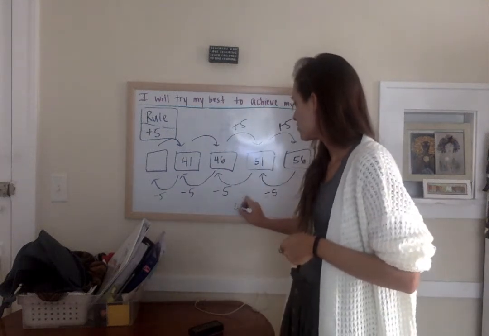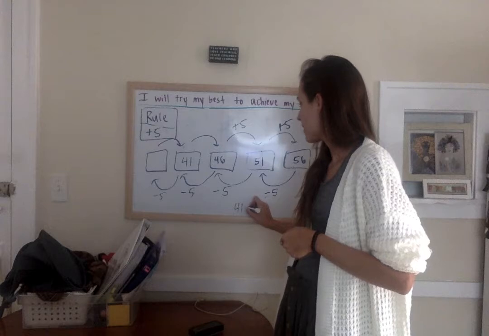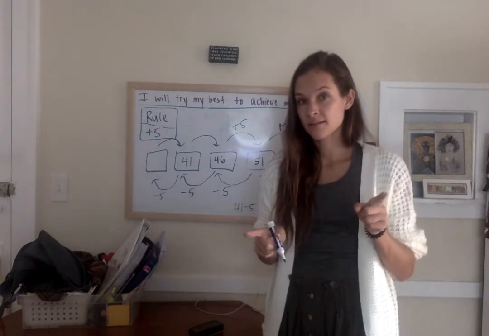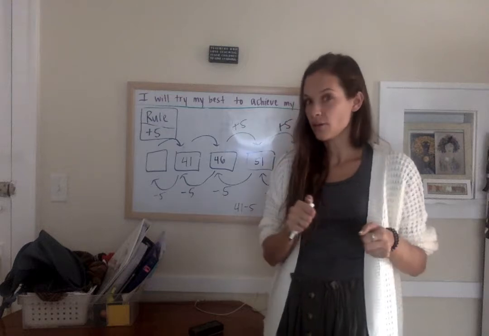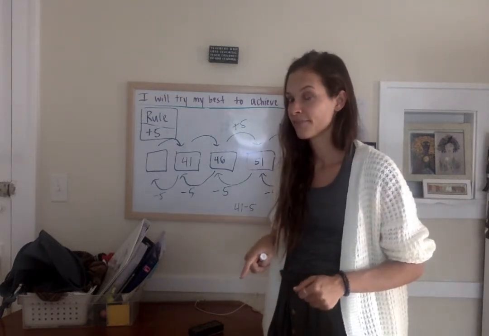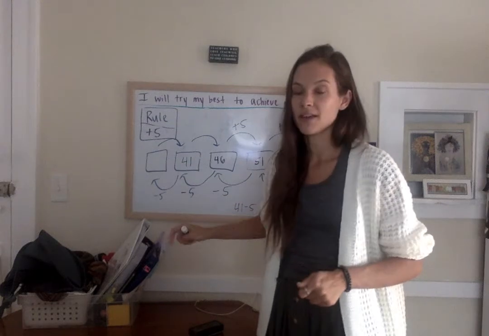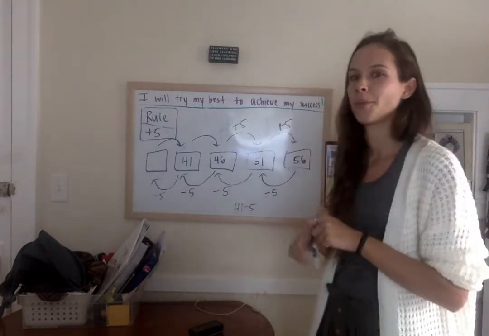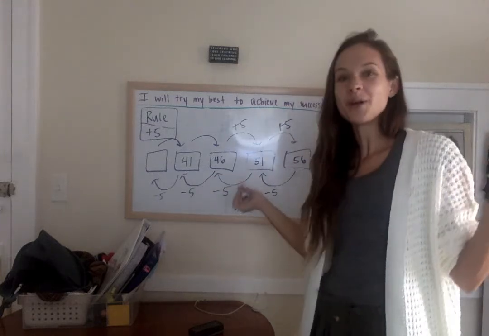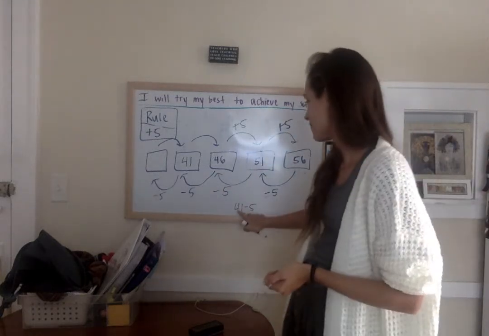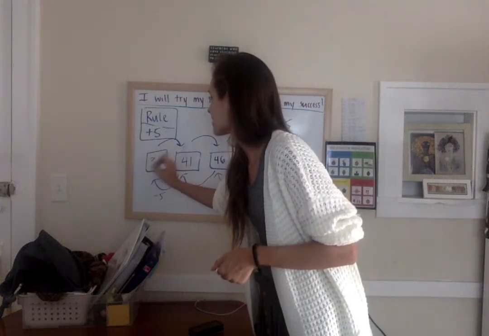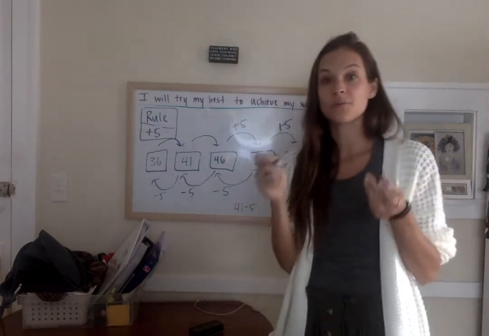So what I want you to do is you are going to do 41 minus 5, find the answer, and then you're going to play the video again. So pause, find 41 minus 5, and be ready with the answer. Pause the video. All right, welcome back. If you subtracted 41 minus 5 and you had 36, you are correct.